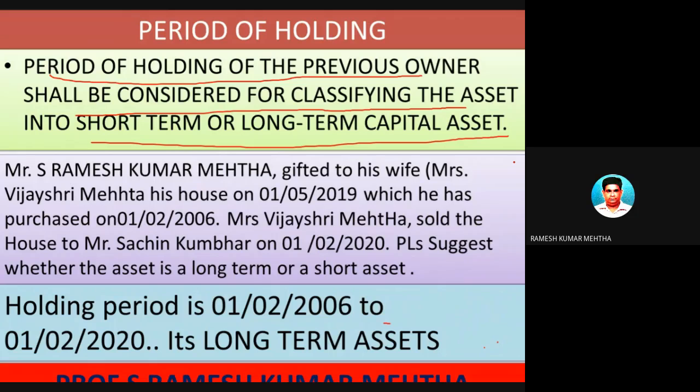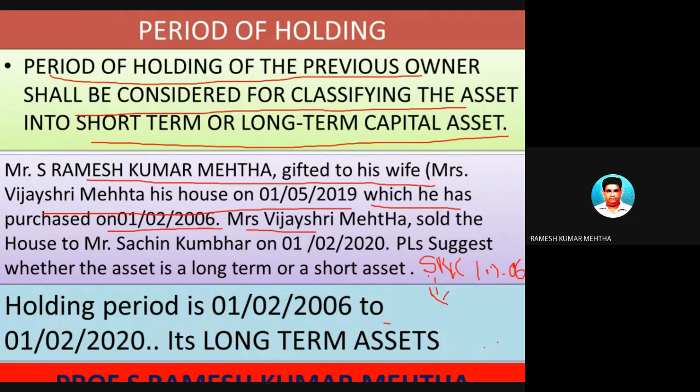The problem is like this. Ramesh Kumar Mehta gifted to his wife Vijayashree Mehta his house on 1/5/2019. So Mr. Mehta has gifted to Mrs. Mehta his house property on 1/5/2019. Now this particular house was purchased by Ramesh Mehta on 1/2/2006. So when did Ramesh Mehta purchase it? On 1/2/2006.